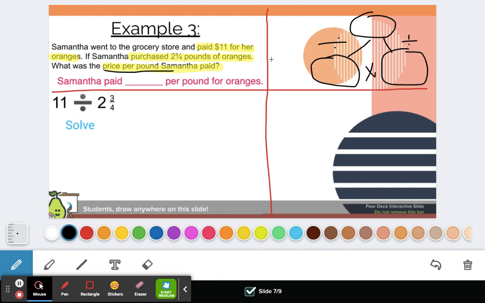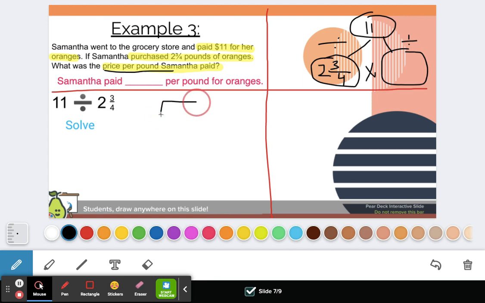Okay. So that means if I know 11 is my total, I'm going to split that up into 2 3/4 groups to know how much it was for 1 pound. So then this is how the division's going to look. Okay. So remember, when we have our fraction, we need to change it into a decimal when we're working with these, because we don't like to divide our whole numbers by our fractions.